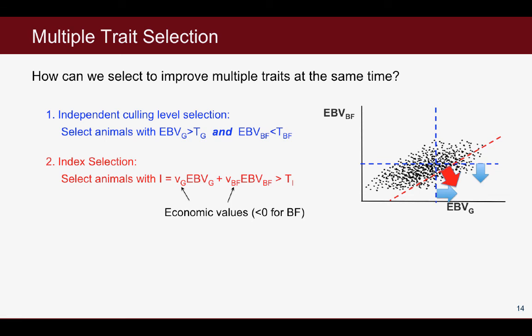From this illustration, it is clear that these two strategies do not select the same animals. Specifically, index selection allows animals with EBV for growth that are below the independent threshold for growth to be selected if their EBV for fat makes up for that difference. Now, it's been shown that index selection results in a greater response to selection in profit, which of course is the ultimate goal. So index selection is what is typically used and recommended when practicing multiple trait selection. And also index selection can easily be extended to include more traits by just adding that as the weighted sum.